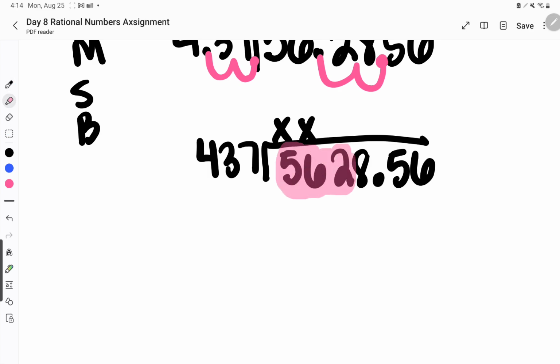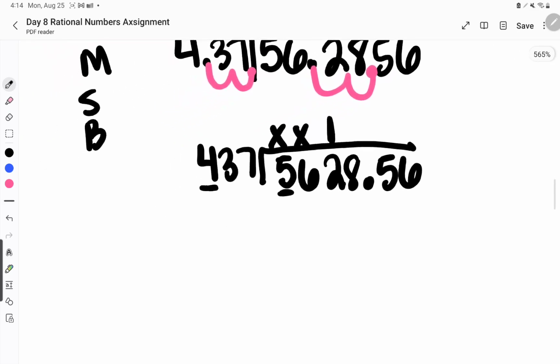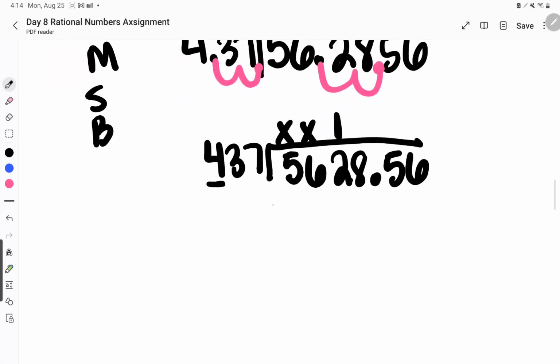Does 437 go into 562? The answer to that would be yes. 437 is less than 562. So we're going to take a look at just 4, and how many times would 4 go into 5? 4 would go into 5 one time. Well, 1 times anything, so that was our division. Now we're going to multiply. 1 times anything is always just that number, so 1 times 437 gives me 437. So that was our multiplication.